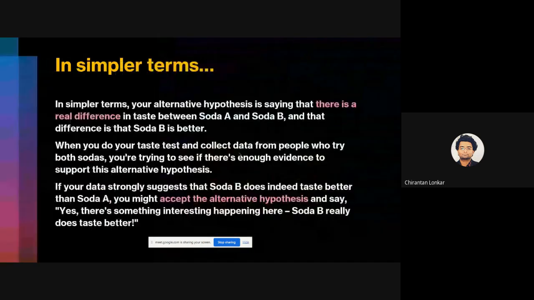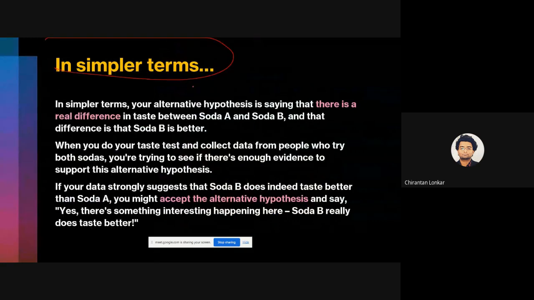Now, in simpler terms, again, what are we suggesting? Our alternate hypothesis is saying that there is a real difference in the taste. What is the alternate hypothesis saying? That, hey, you know what, there is actually a real difference in taste between soda A and soda B, and actually soda B is far better. I like soda B. Soda B has a bit of a minty taste, and I really like that minty taste. It really makes me feel refreshed. If I have acidity and I take soda B, I really feel relieved.